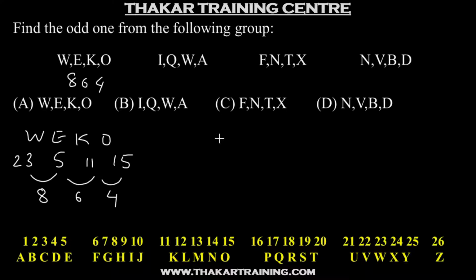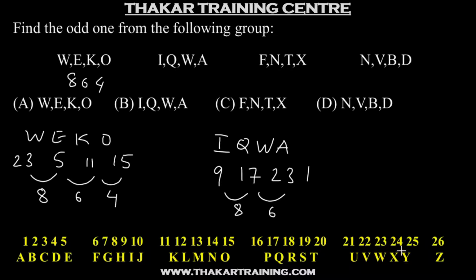Let's see what we have for the second group. So I, Q, W, A. Now I is alphabet number 9. Q is alphabet number 17. W is alphabet number 23. And A is alphabet number 1. So here we have from 9 to 17 a jump of 8. From 17 to 23 is a jump of 6. And from 23 to 1, so this is 3 and 1, a jump of 4. So the second group also has jumps of 8, 6, 4.